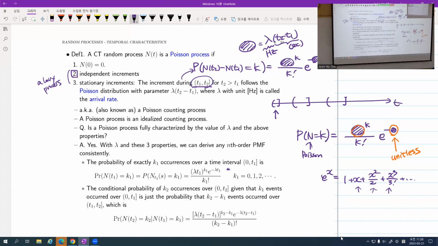So lambda is some rate because it has unit per second, right? Given a unit time, something happens. That is the meaning of lambda. Got it? So this third one means that we have lambda times (t2 minus t1), and here negative lambda times (t2 minus t1). Got it?